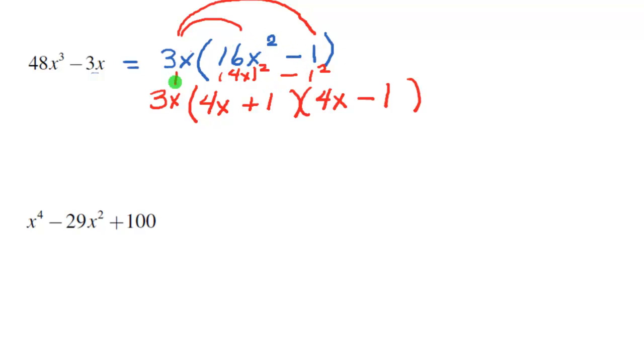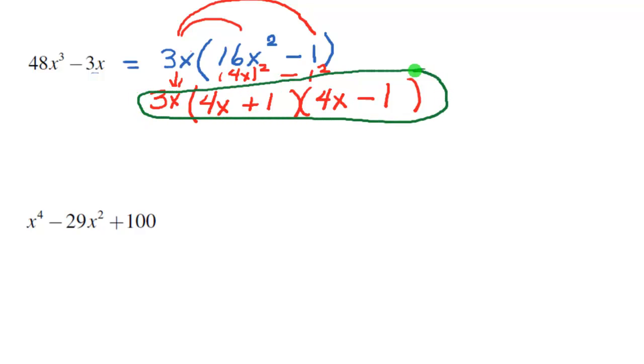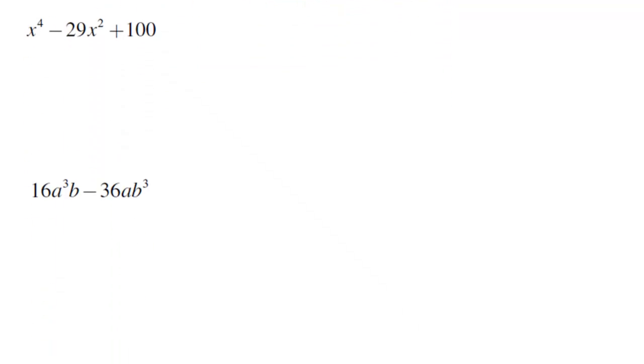And then remember always to bring down your greatest common factor for your final answer. Now, could any of these be factored more? 4x minus 1 and 4x plus 1? No, they can't. They're as factored as they go. So this is your final answer. Right? This whole thing right here. Cool. Let's go to the next one. Got a couple more for you.